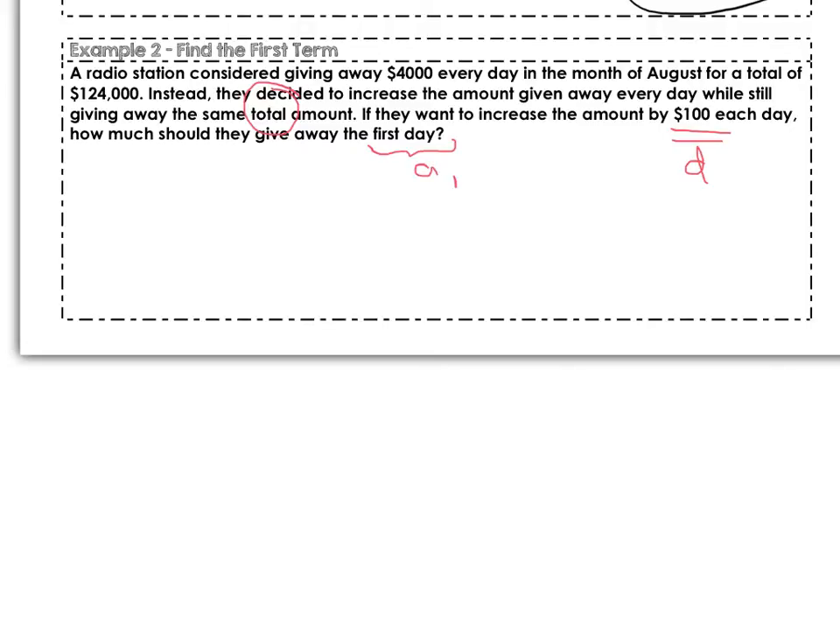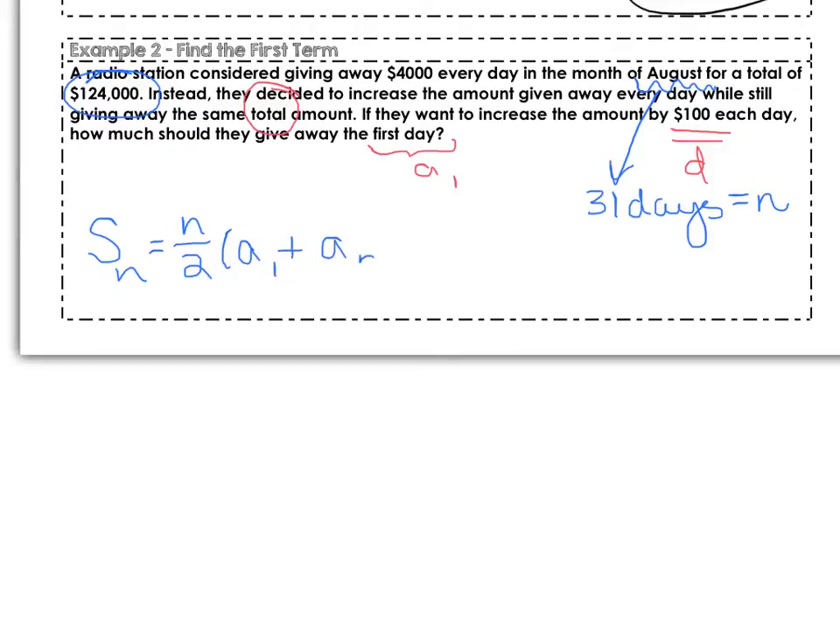All right, information we do know. We have a total of $124,000, okay? We know that we want to give away $100 each day. And we know that we are in the month of August, so we need to think about how many days there are in August. There are going to be 31 days in the month of August, which means our n value is going to be 31. So let's write out what the sum formula is once again. So the sum of n equals n over 2 times the quantity a1 plus an.